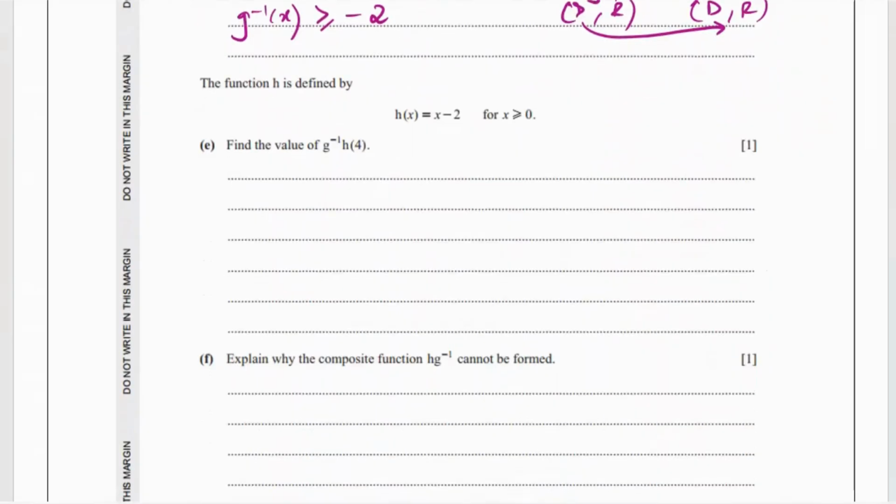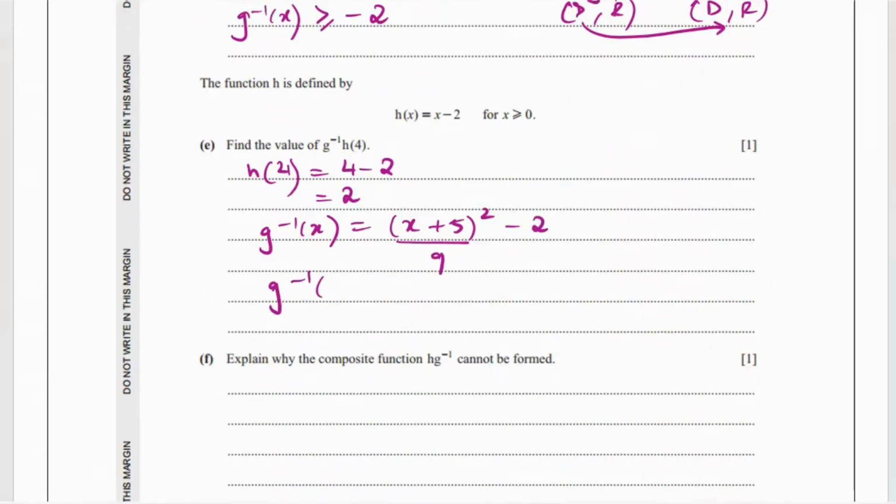Then we have another function h of x, which is given as x minus 2 for x greater than or equal to 0. We have to find the value of g inverse of h of 4. So let's first find h of 4. That's going to be 4 minus 2, which is 2. Then you put in the expression for g inverse of x. G inverse of x is (x plus 5) whole square over 9 minus 2.